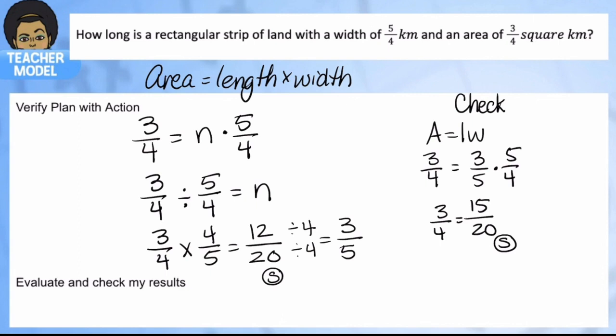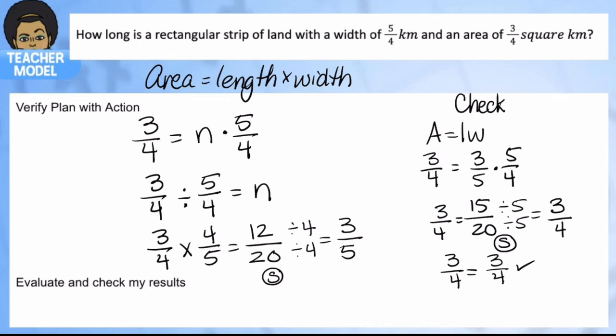So I'm putting my little S there. A 5 and a 0. I can divide both of these by 5 because anything ending in 5 or 0, I can simplify by 5. And I get 15 divided by 5 is 3, and 20 divided by 5 is 4. So both sides of my expression are equivalent. I did have the correct length.